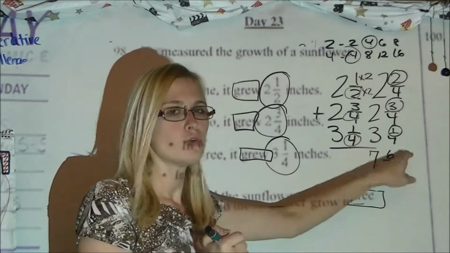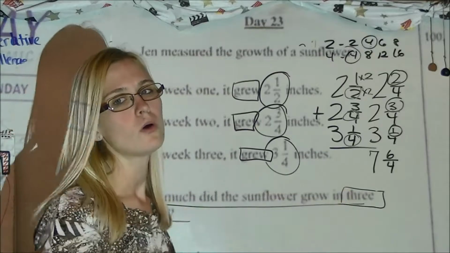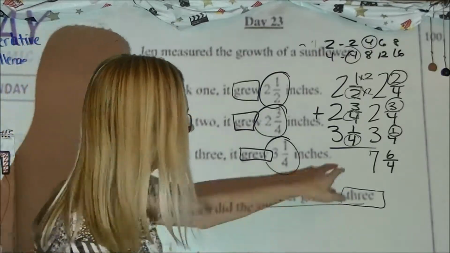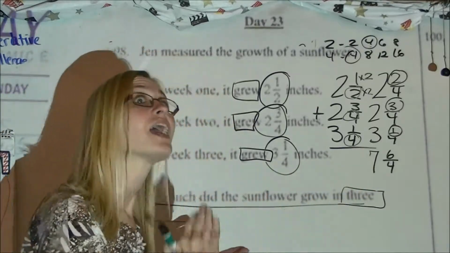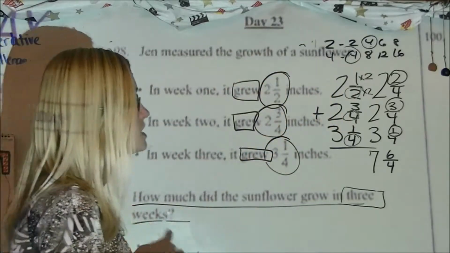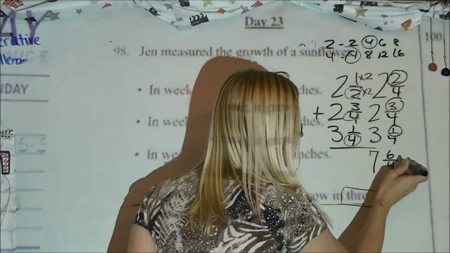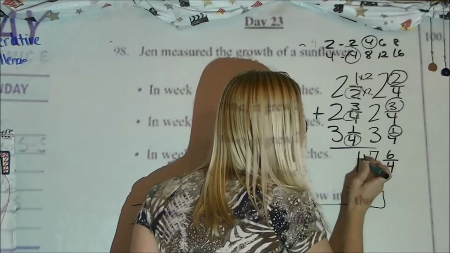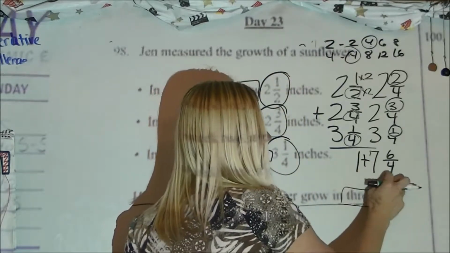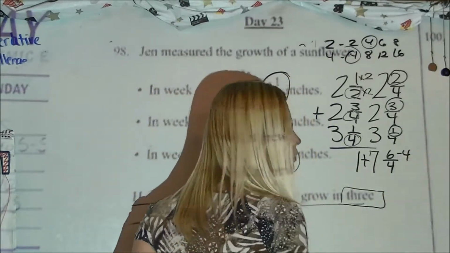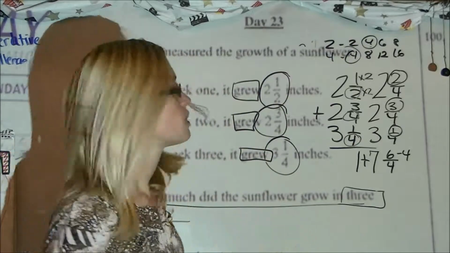So you need to regroup that greater than 1 with your whole. So look at it as division. 6 divided by 4. How many times can 4 go into 6? I know that 4 can go into 6 1 time. So I can regroup one whole, and that 1 times 4 means that I took 4 away. Again, 4/4 is 1 whole.